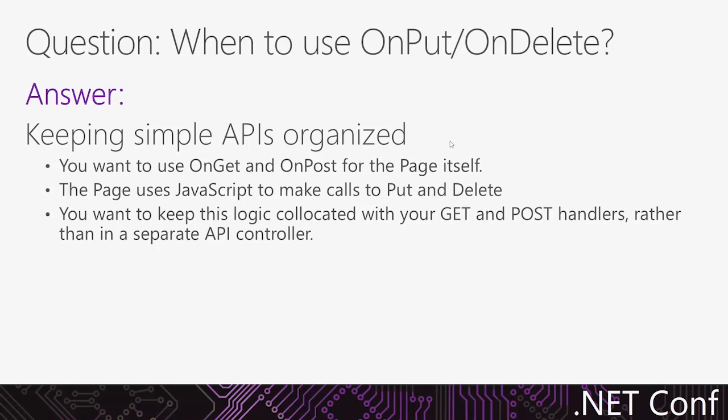Instead, because the team supports onPut and onDelete, you can just put those methods right on your customer's Razor page. And even though you won't be able to call those directly from a hyperlink or from a form post, your JavaScript that's on your customer's page would be able to refer to these verb-based handlers directly on that page and still get that organizational behavior.